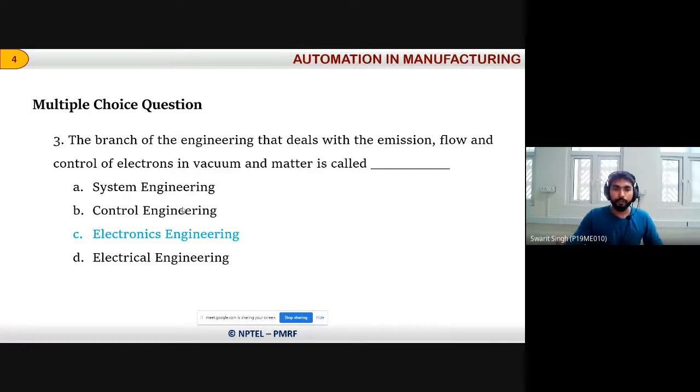In electronics engineering, from the start, we study the emission of electrons and then different types of chipsets and other things. In electrical, we study the flow of electrons, but in some material. But in electronics, the term vacuum creates this difference. The flow of electrons in vacuum and matter both deal only with the field of electronics engineering. The rest, system and control engineering, are very different from this.